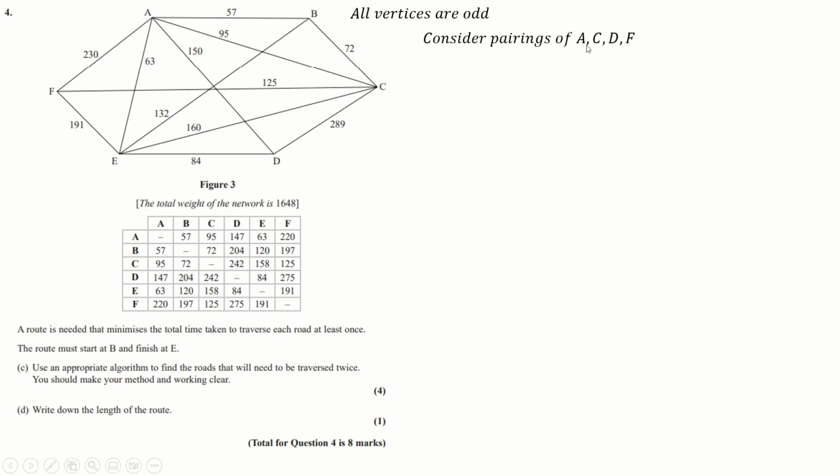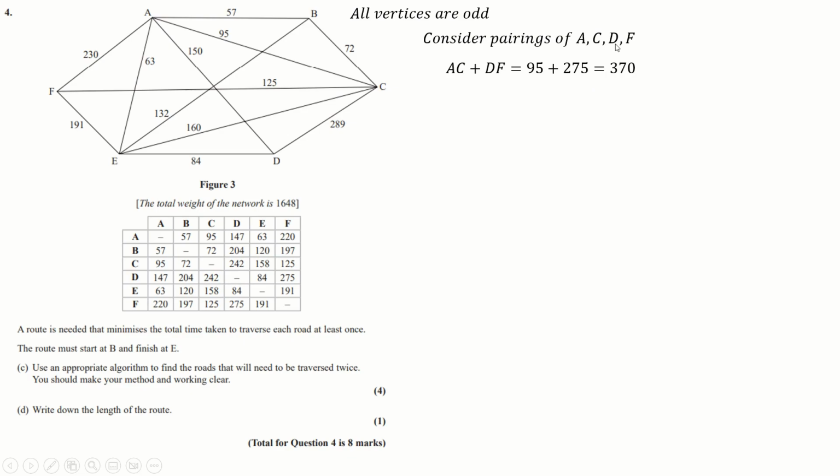So we have to consider pairings of A, C, D, and F. So you can do A and C, so you could use the road from A and C twice, along with the road from D to F twice. That could be one pairing. Now there isn't a road from D to F, I'll get to that in a second. But we could consider that pairing, and we just look in the table for this. So A to C, we can just look in the table as 95, D to F, we can look as 275. Now I know there's no road from D to F, I'll talk about that in a second.